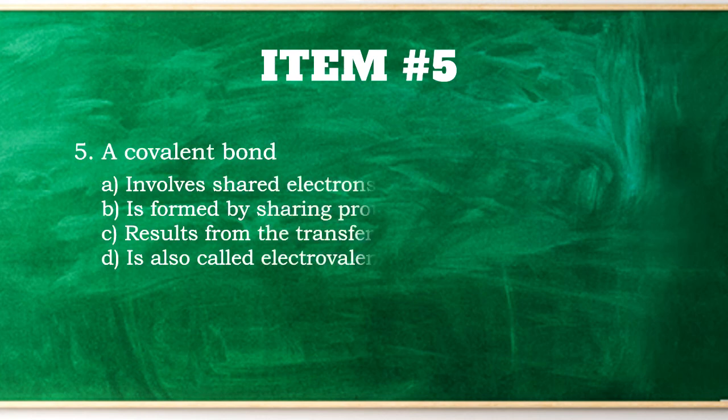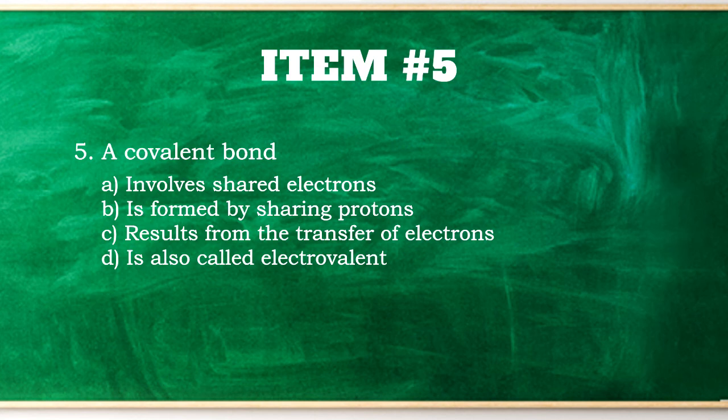We are now on the last and final question. The fifth question. A covalent bond: letter A, involves shared electrons. Letter B, is formed by sharing protons. Letter C, results from the transfer of electrons. Letter D, it is called electrovalent.